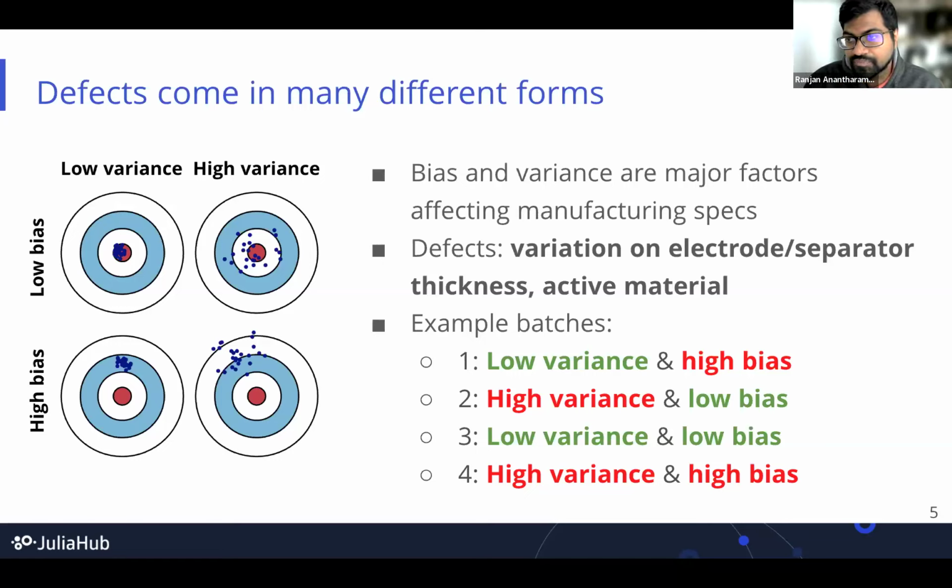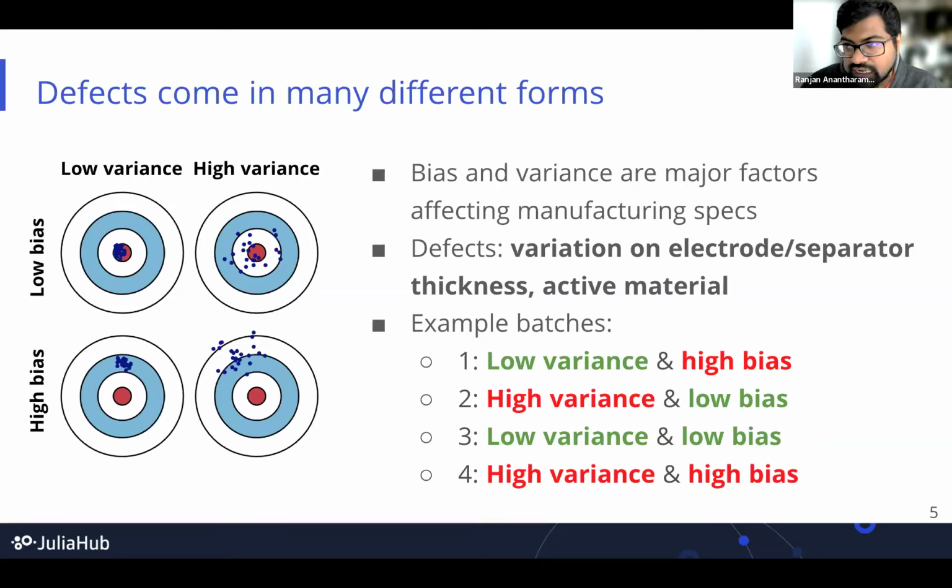The other sort of problem is variance. Why is there high variance in the manufacturing process? And if there is high variance, what are the downstream effects?